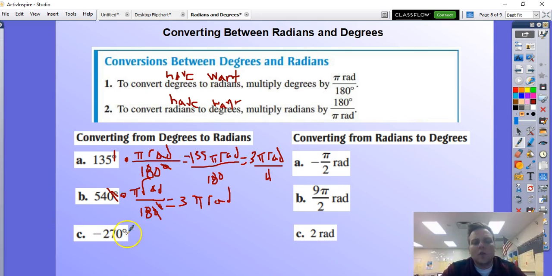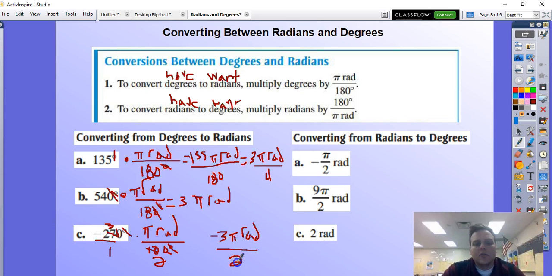What about negative 270 degrees? Well, I have degrees, I want radians, so I multiply the degrees by pi radians over 180 degrees. So negative 270 times pi radians over 180 degrees. Okay, so the degrees cancel, and then I can cancel out the zeros. Because guys, you can say this is over 1, you multiply top to top, bottom to bottom, and then you're reducing. 27 and 18, they both share 9 in common, so that's going to give me 3 and 2. So I'm going to end up with negative 3 pi radians all divided by 2.